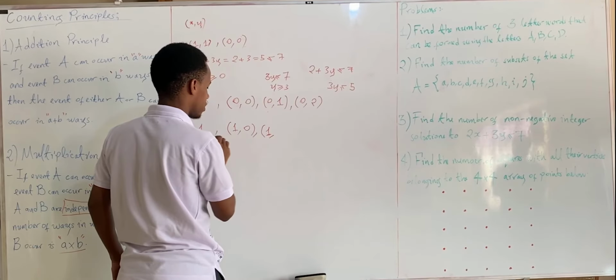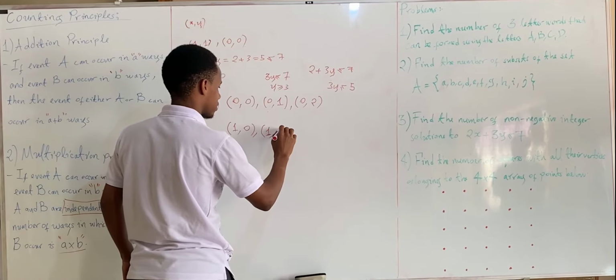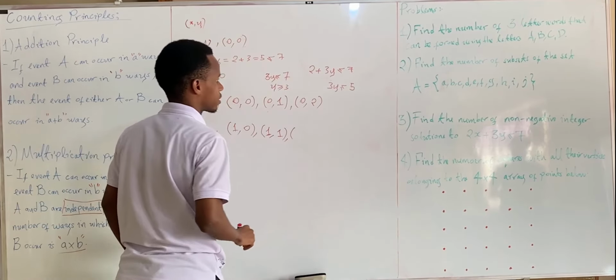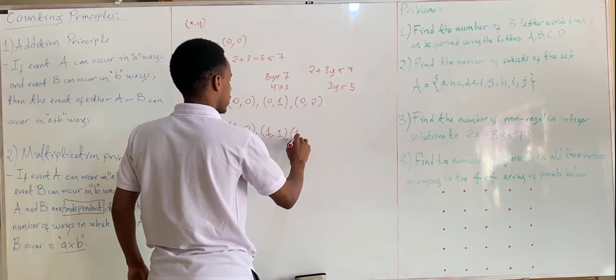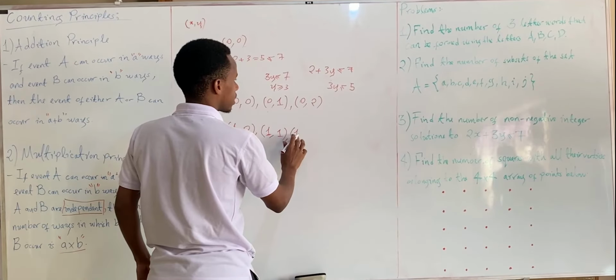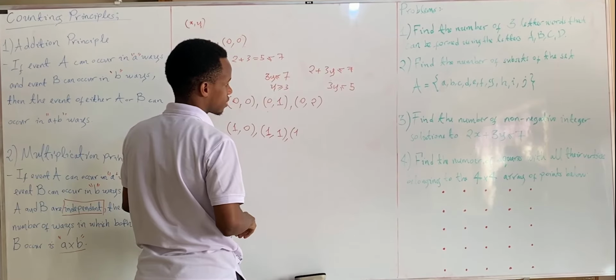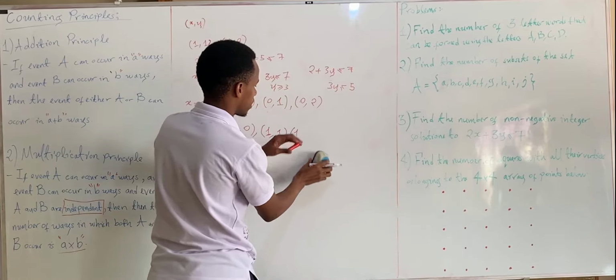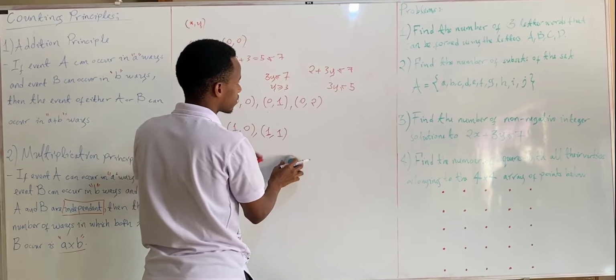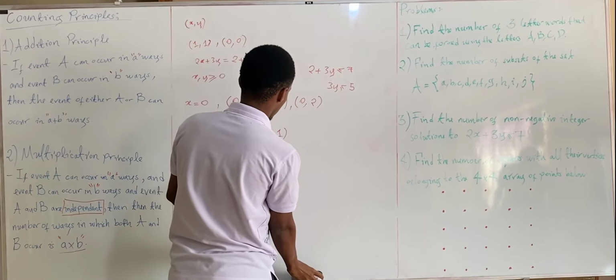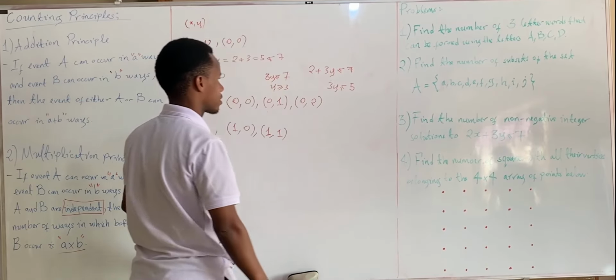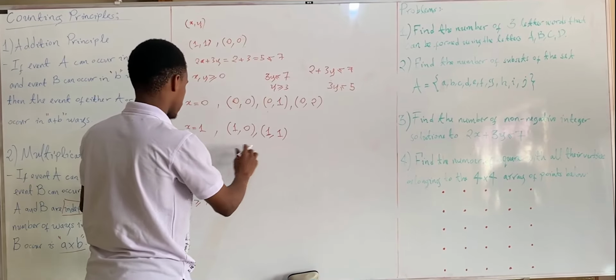Remember, x always has to be 1 in this case. So in this case, (1, 1) satisfies this equation, and y cannot be equal to 2, right? Because 3 times 2 is greater than 6, and 3 times 3 is greater than 5, and so on. So for all the values of y which are greater than 1, they cannot satisfy this equation. So we have to stop at this point.